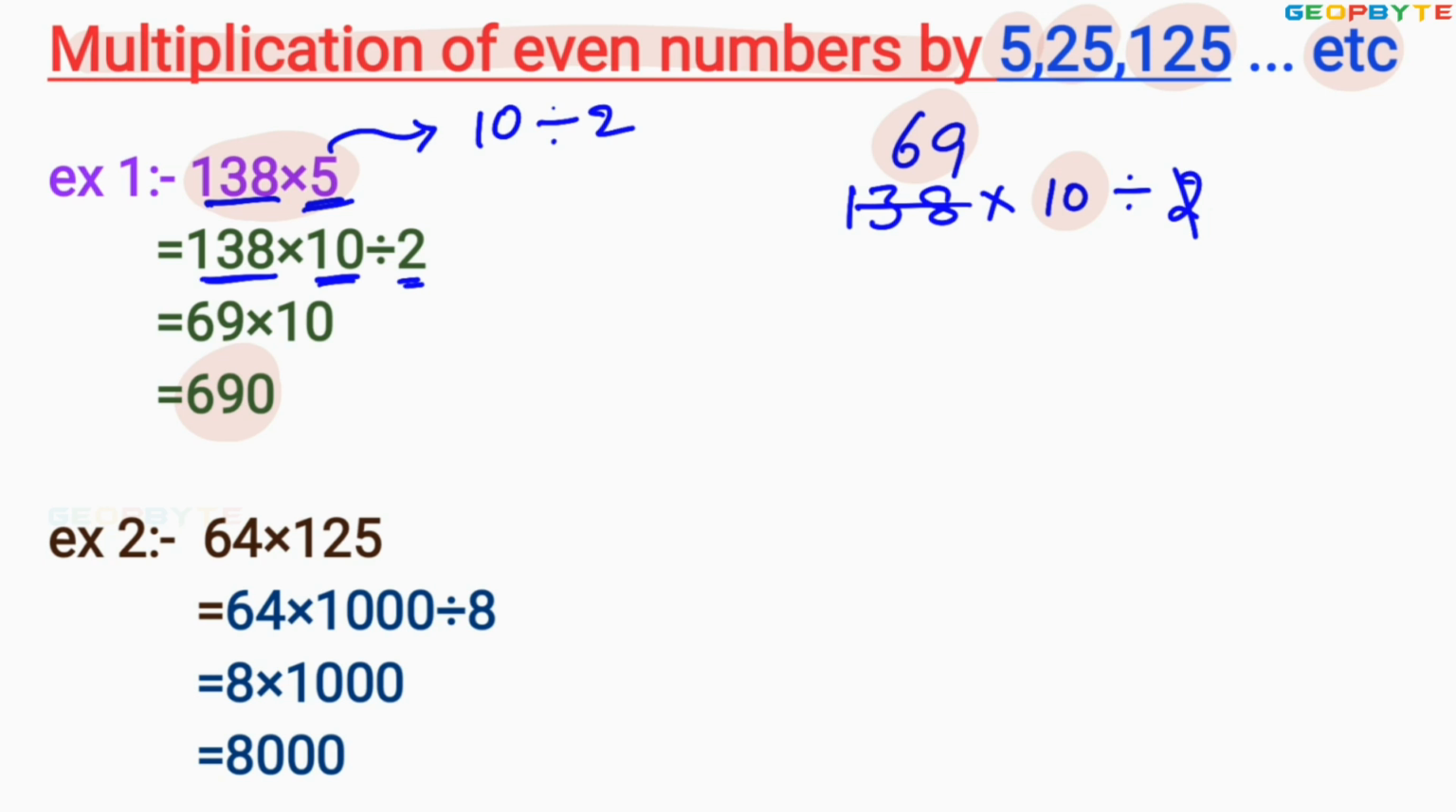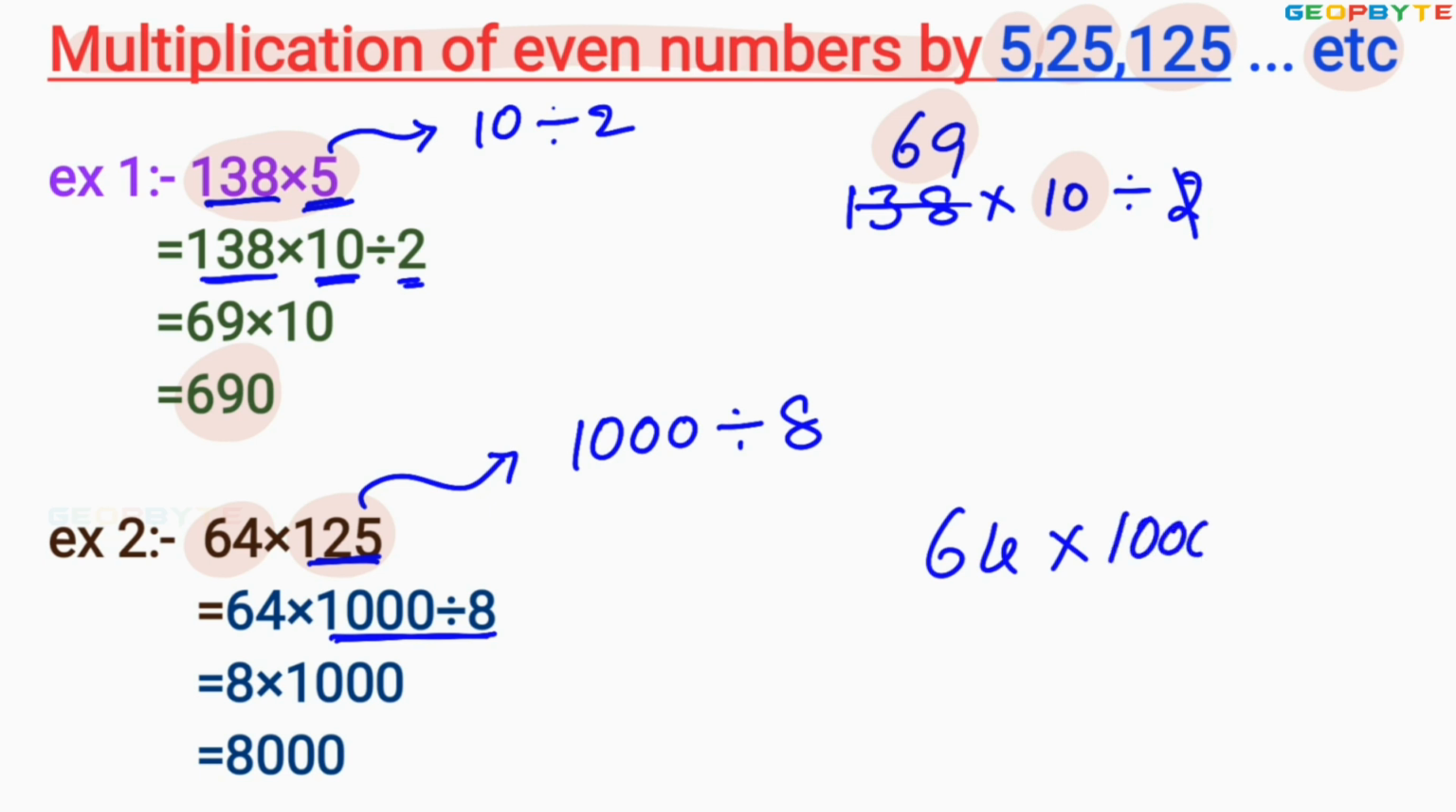Similarly, let us take another example. 64 multiplied by 125. Here 125 is the pattern, which I can write as 1000 divided by 8. This 125 I write as 1000 divided by 8. 64 into 1000 divided by 8. First division, 64 divided by 8 is 8, then multiplication. 8 multiplied by 1000 is 8000, which is your answer. See how simply you are getting the answer by using the patterns for whole numbers. I hope all of you clearly got my point.